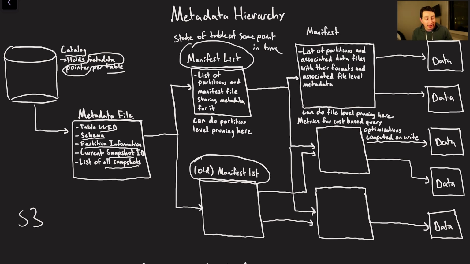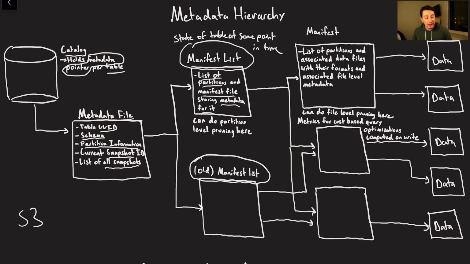So what does our manifest list actually contain? Well, it contains the following things. It's got a list of partitions and their corresponding manifest file. You can see now that we're starting to have a bit of a hierarchy of our metadata here, in the sense that we're splitting up our partitions such that one manifest file can contain multiple partitions, but we can have many different manifest files. Cool. And that is going to be storing the metadata for those partitions.